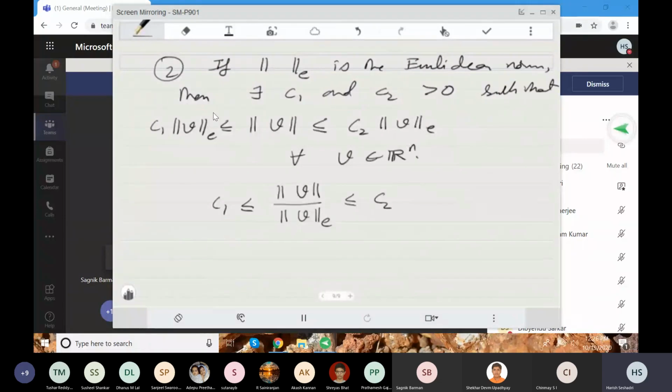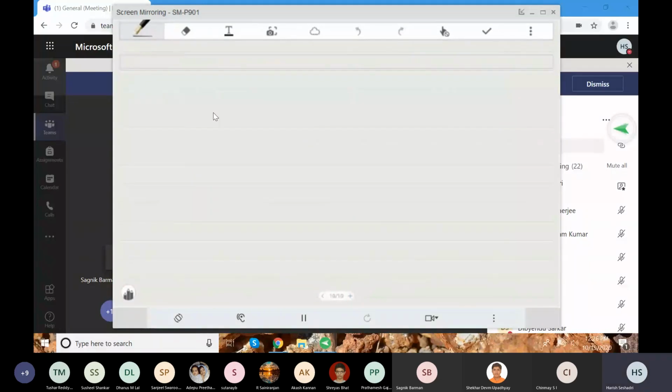If they were literally equal, of course, C1 and C2 would be 1. Or if they're scalar multiples, C1 would be equal to C2, but we don't need that. We just need to know that this ratio is bounded. And that will turn out to be enough. So let's prove this.